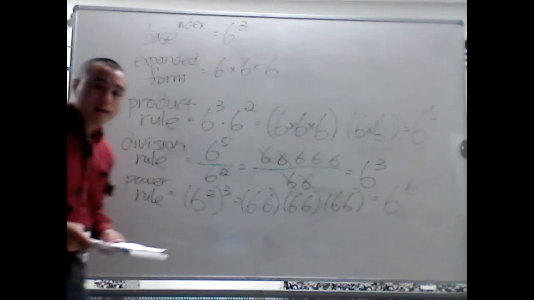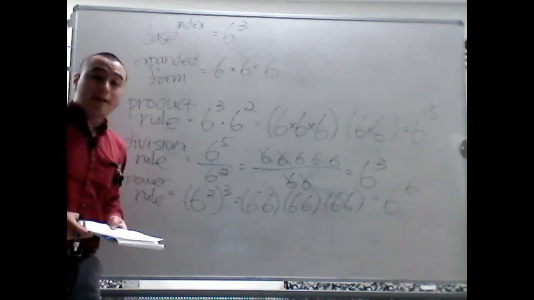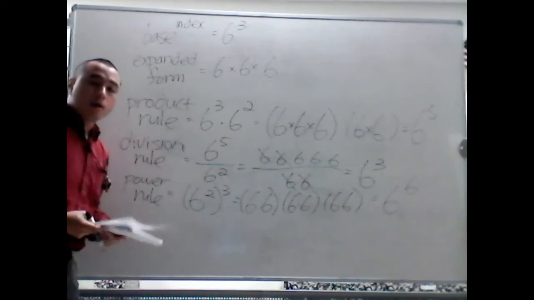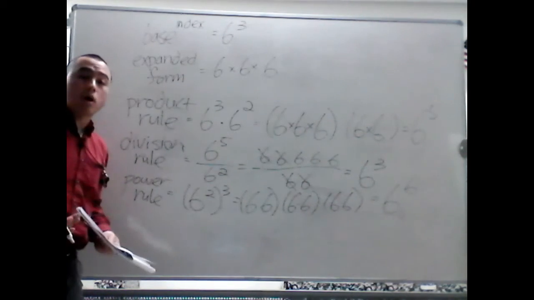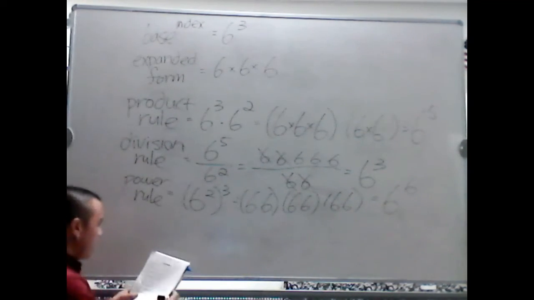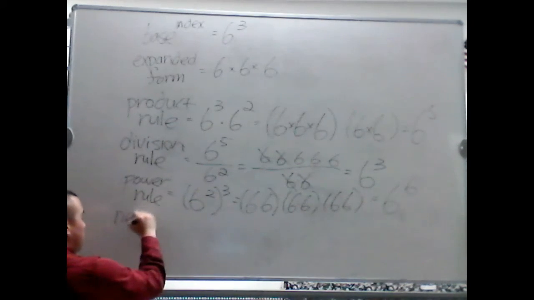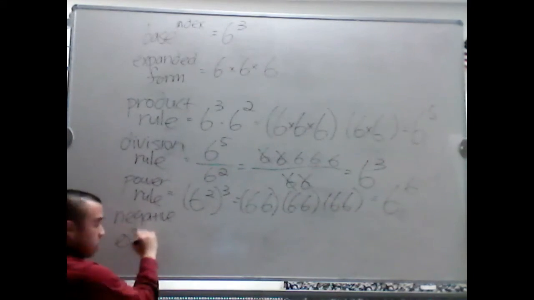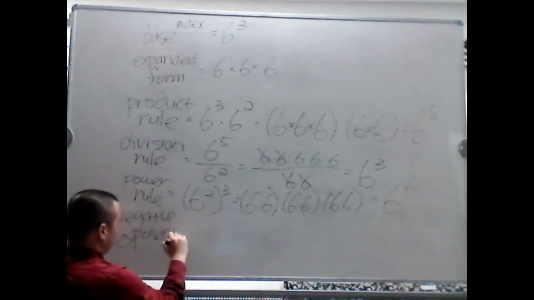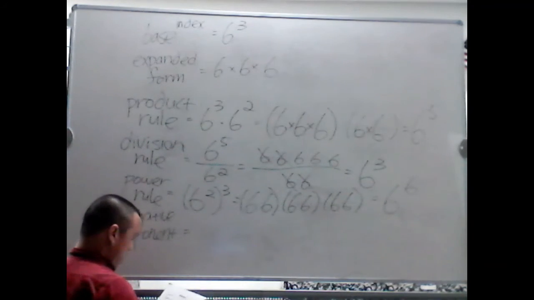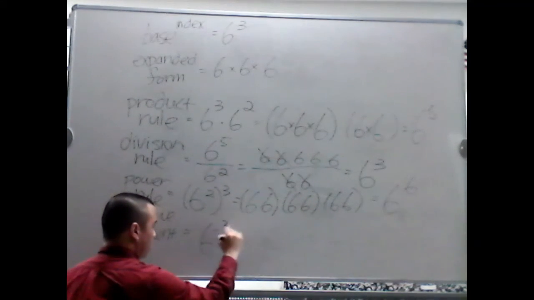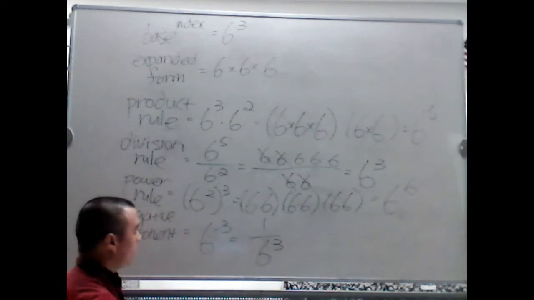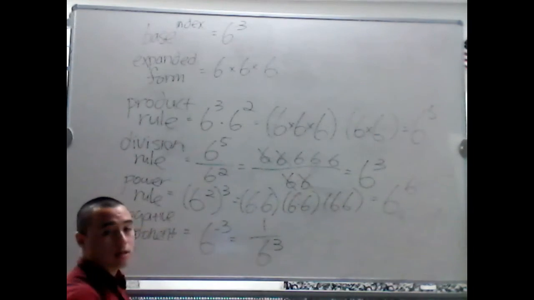And the next thing we'll talk about is negative exponents. You may be wondering, for now all the exponents are positive, and so now we talk about negative exponents. So we have a negative exponent. 6 to the negative third is 1 over 6 to the third.